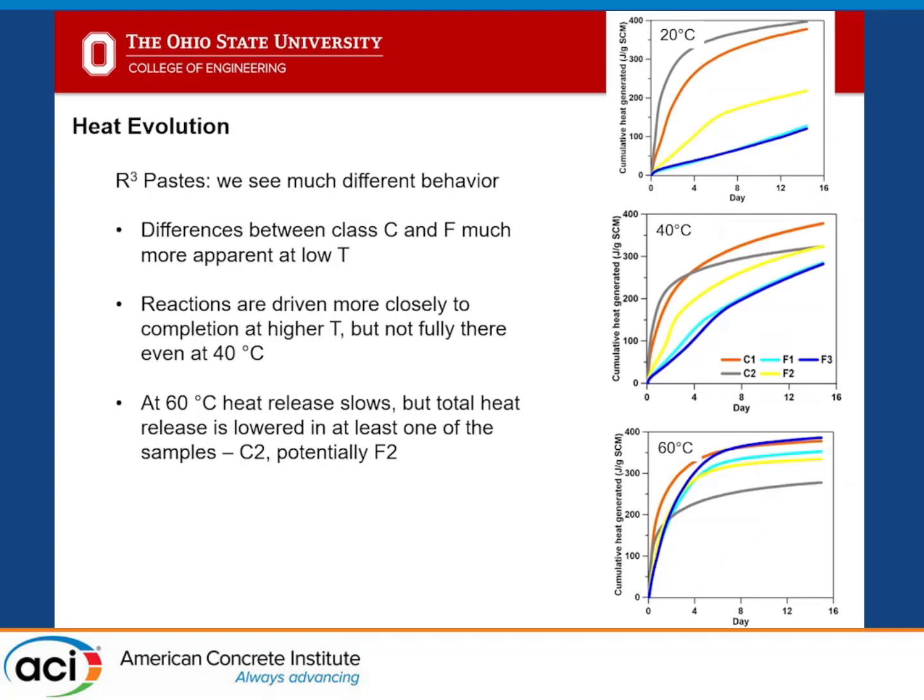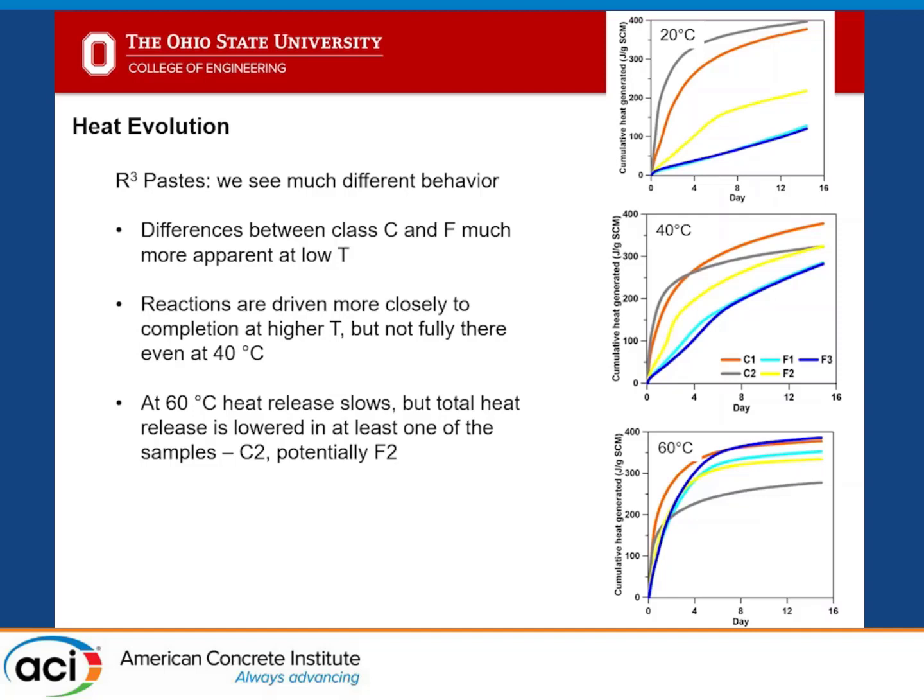But when we look at actual pastes instead of dilute solutions, we see a much different behavior. So again, we talked about, you see a much different heat generation between class C and class F fly ashes at lower temperature. Those are more hidden at higher temperatures because we're getting a greater amount of reaction in the materials. And when we have a higher temperature, we do see our reactions driven much closer to perhaps final heat release value. And we see a shift in the slope of all of the heat generation curves.